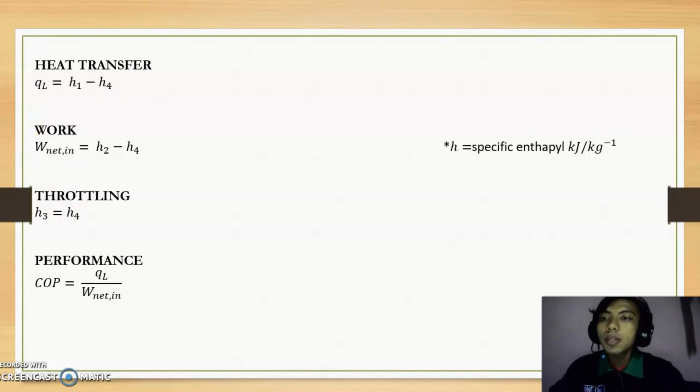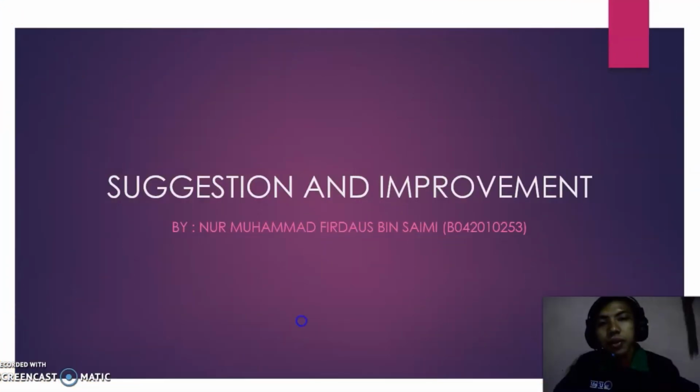Okay, next I will explain the formula for work. Work input equals the specific enthalpy at point 2 minus the specific enthalpy at point 1. For the throttling, the specific enthalpy at point 3 equals the specific enthalpy at point 4. And the performance, COP, equals QL divided by work input.